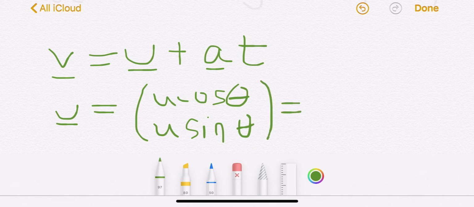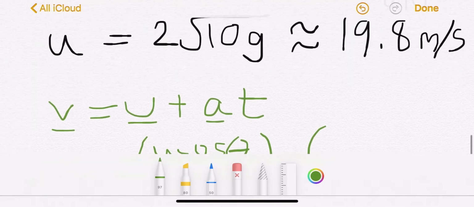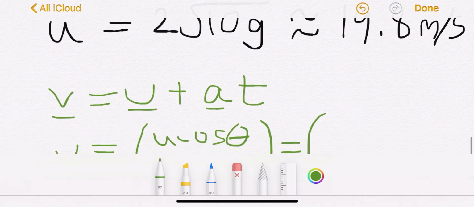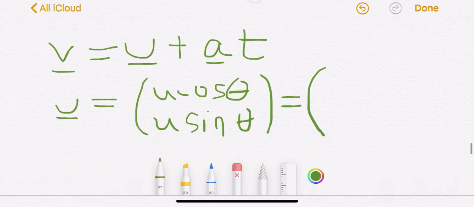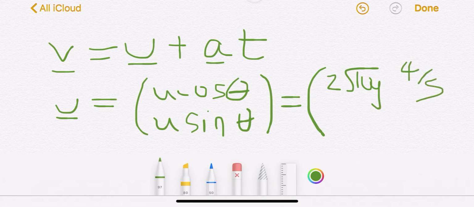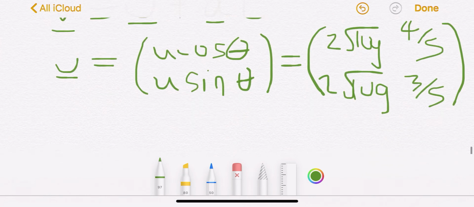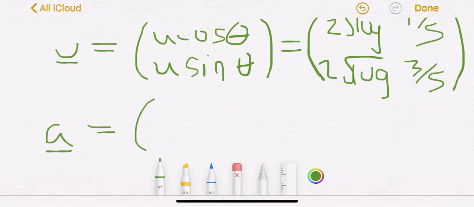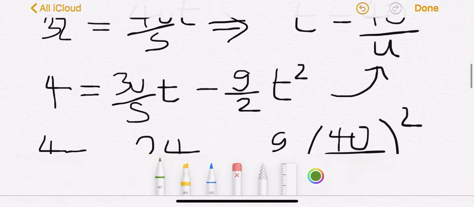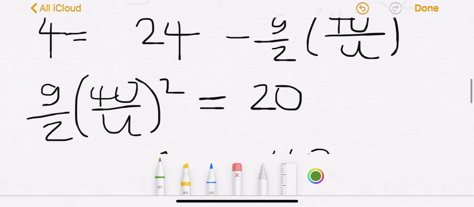We know that that is 2 root 10g. Cos theta was 4/5, times 4/5, and then 2 root 10g times sine theta, which was 3/5. We still know a. We still know that a is 0 minus g. And we worked out what t was.